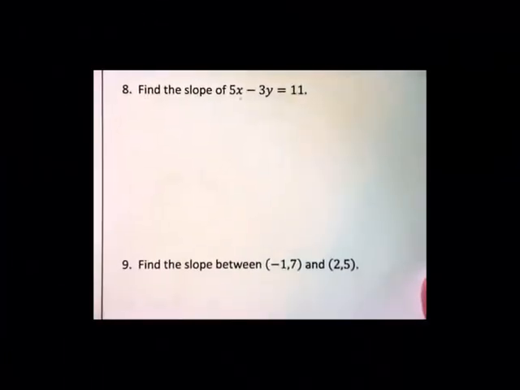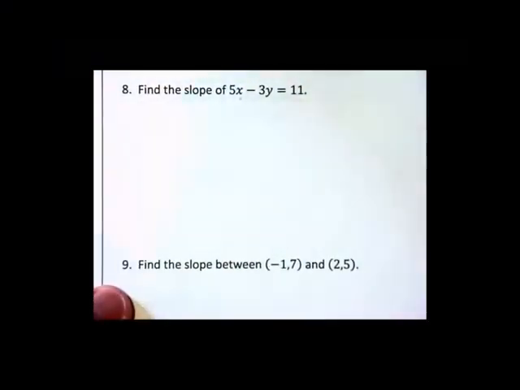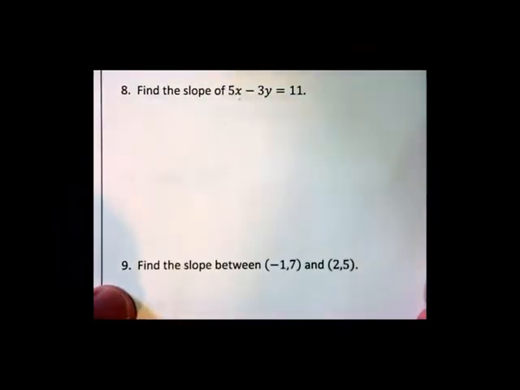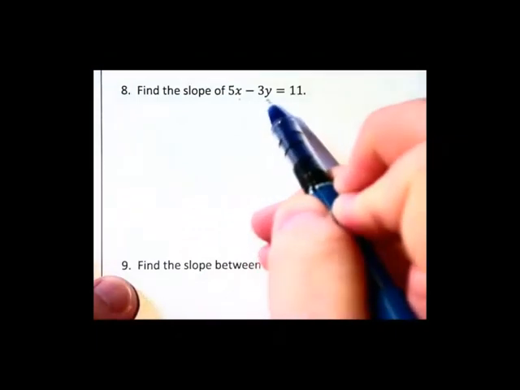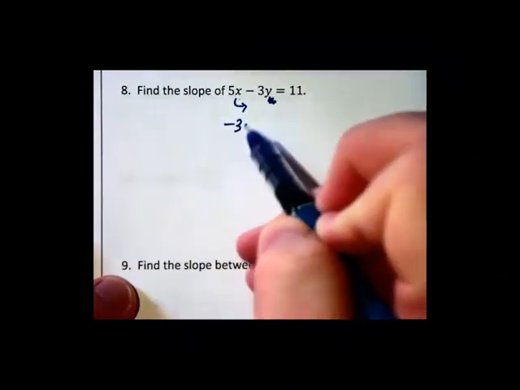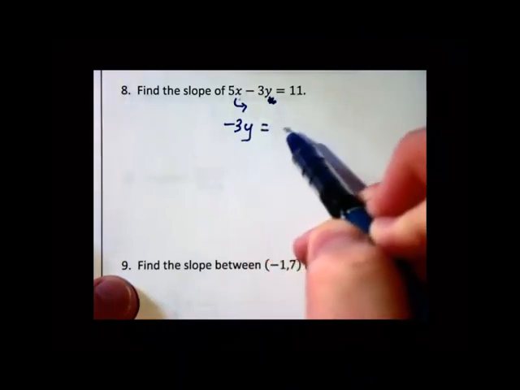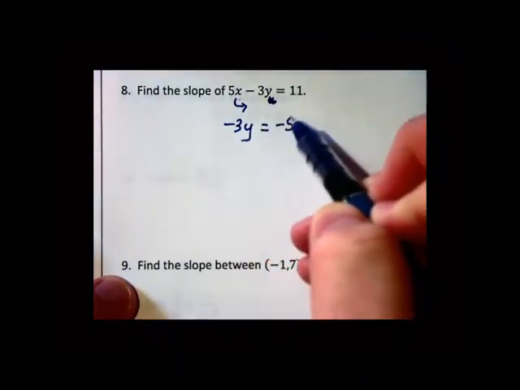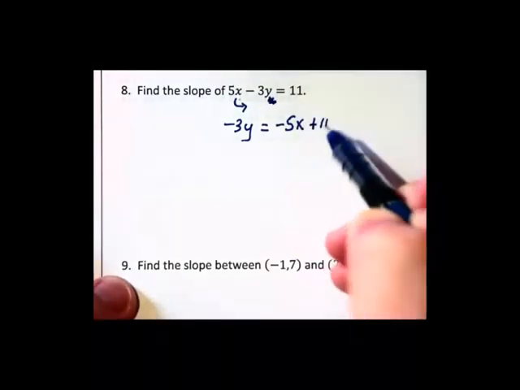Find the slope of this equation. Well, that means we're going to want to put it into slope-intercept form. That's the easiest way. So I'm going to begin by moving the x's to the right, keep the negative 3y on the left, subtract the 5x off on each side. We're going to have negative 5x plus 11.